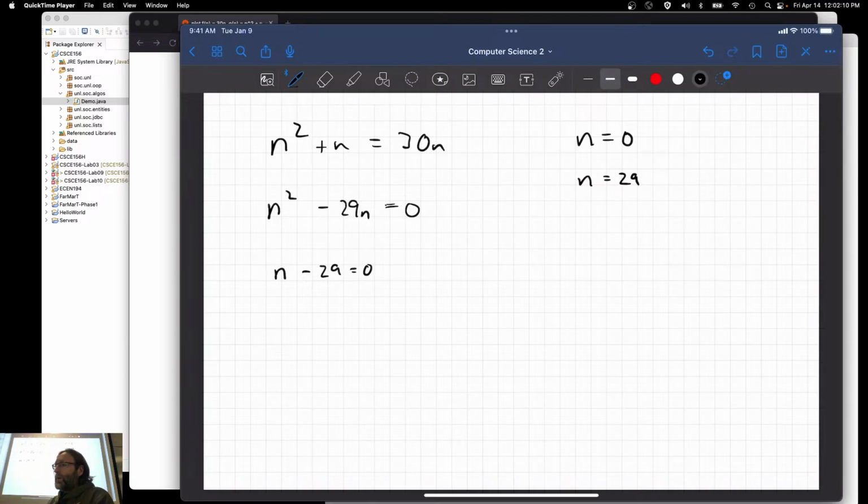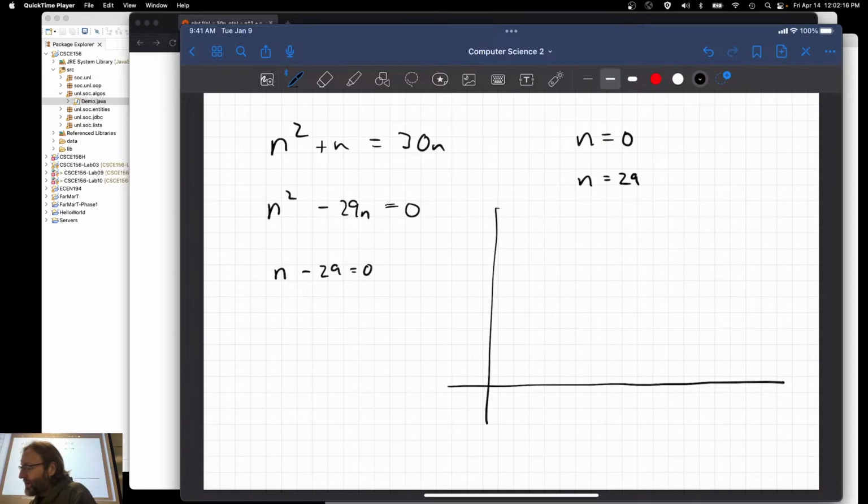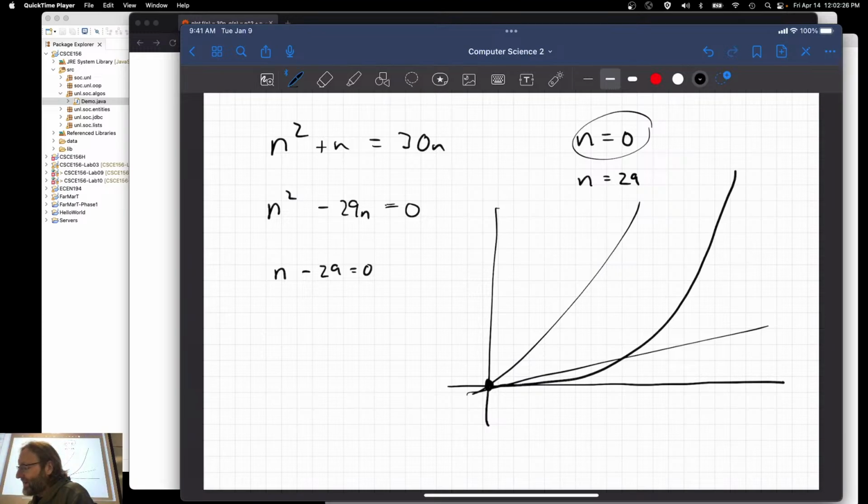Otherwise, this tells me that those two values, like if I were to graph this manually over here, looks something like this. They match at 0. That's our first root. And then, I drew it wrong. Let me write it like this. And then at 29.